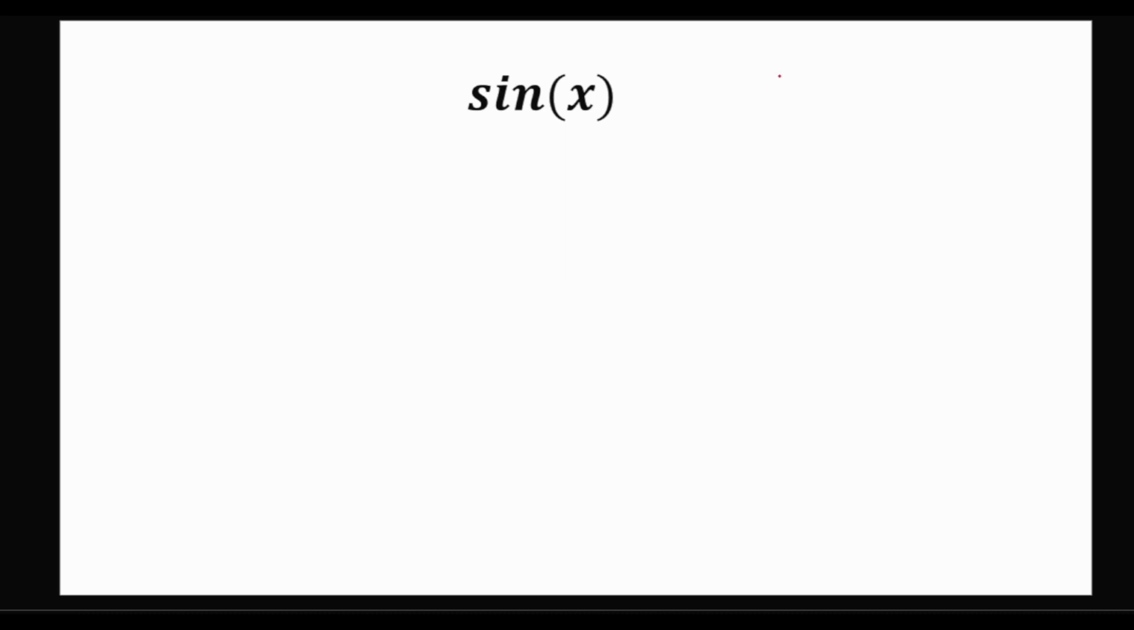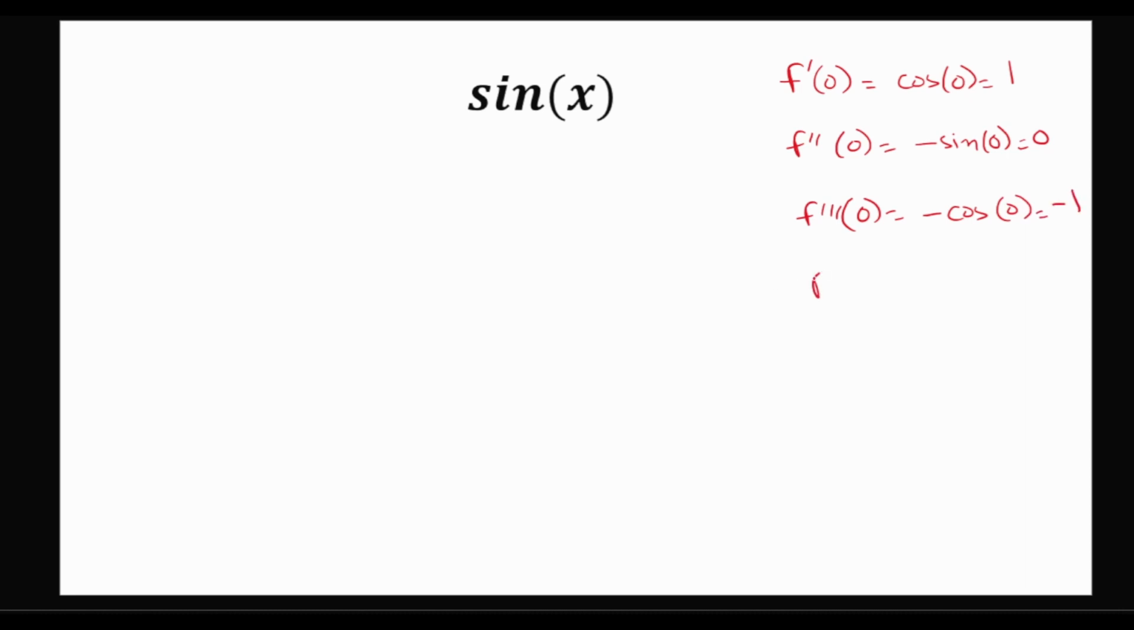The first thing we will need are the derivatives evaluated at x equal to 0. So f dash of 0 would be cosine of 0, equal to 1. F double dash of 0 would be minus sine of 0, equal to 0. F triple dash of 0 would be minus cosine of 0, which would be minus 1. And the fourth derivative of f would be sine of 0, equal to 0.